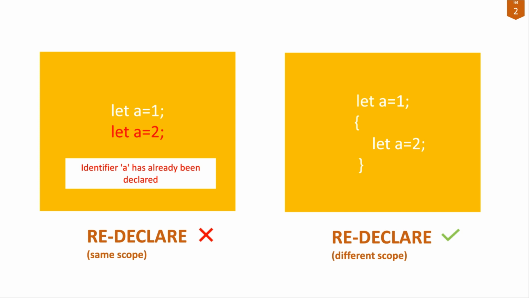When it comes to a different scope, for example, I have a variable outside the block and I have the same variable declaration inside the block. In this case, since they are in two separate scopes, redeclaration is possible. JavaScript will consider them as two separate variables.